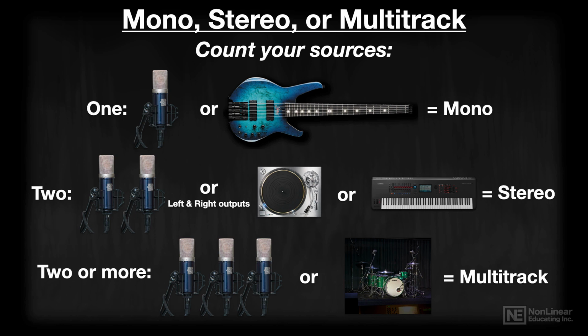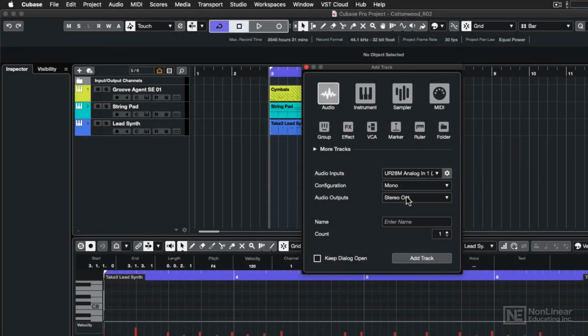So again, count your sources. In this case, my number is 1. I'm going to be using one source. And that way, when I come to my Add Track dialog box, the configuration will be mono. Then I have to decide where I'm going to record the audio from on my audio interface.